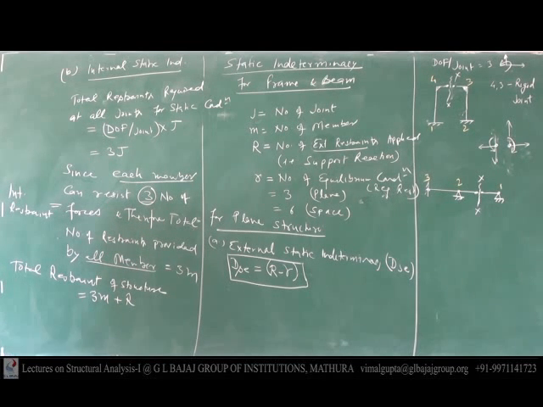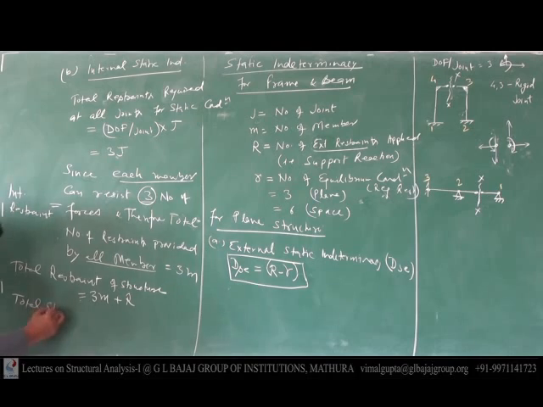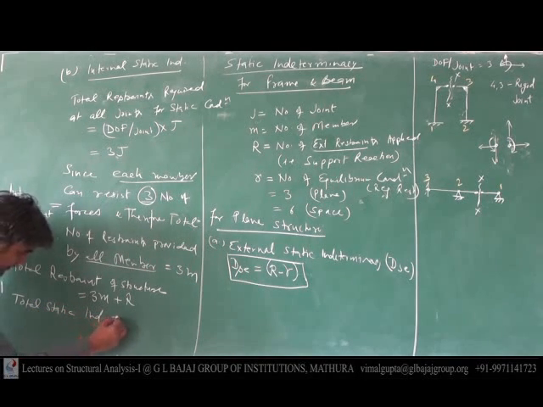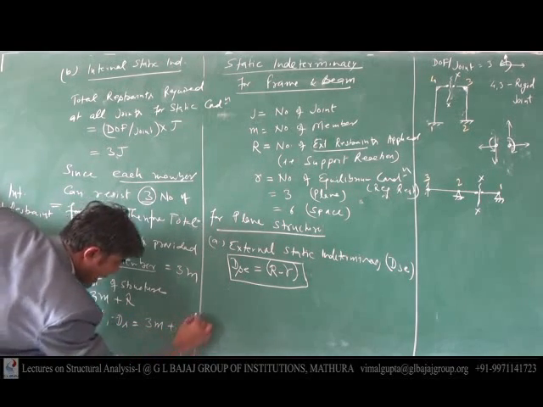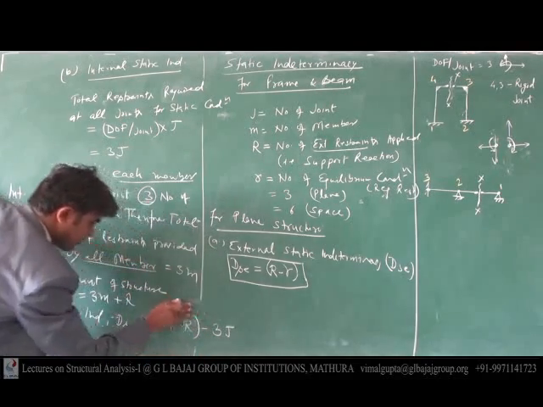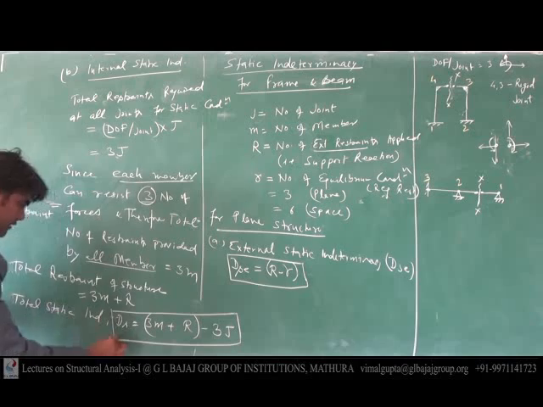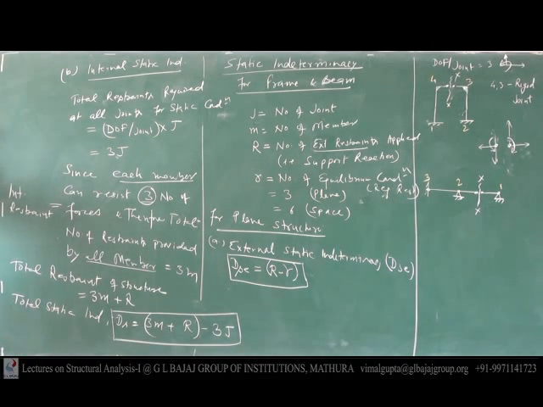And how much will it be? Required is this, provided is this. So total static indeterminacy means Ds is 3m plus r minus 3j. Clear to everybody? 3m plus r minus 3j. This is the total static indeterminacy.